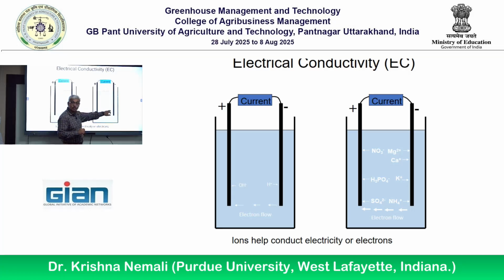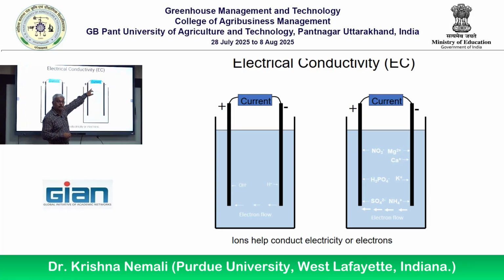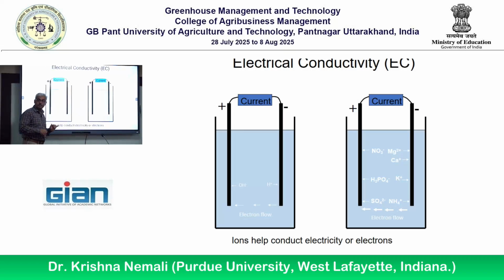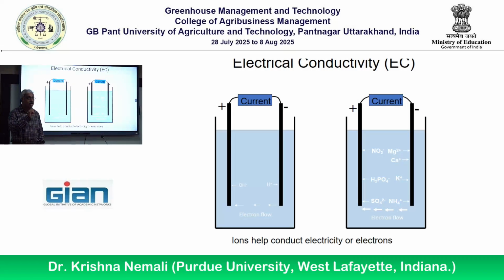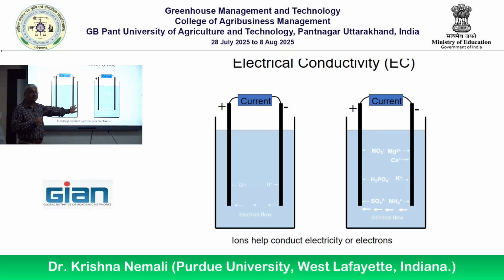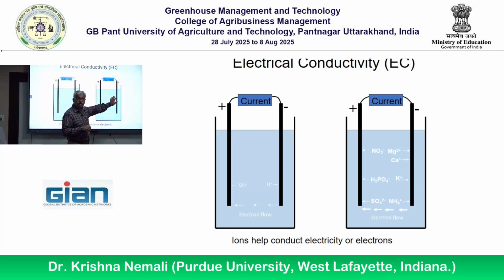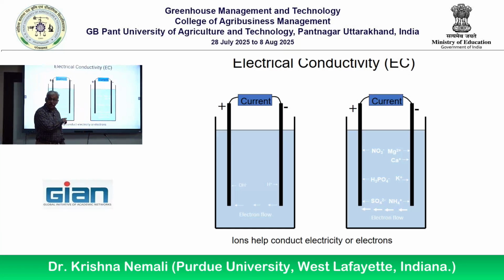The moment they are dissolved in solution, they help in electron flow, and that's why you see a lot of current going through. So what is this telling us? You can see a lot of current flow when there are a lot of ions in the solution. When there are fewer ions, there is less current flow. When there are more ions in the solution, there is more current flow. Therefore, by measuring the current flow or conductivity, right, electrical conductivity, you can measure the concentration of ions in the solution.